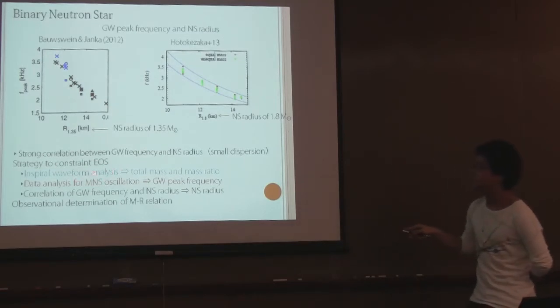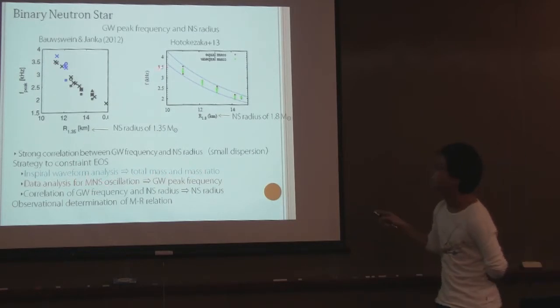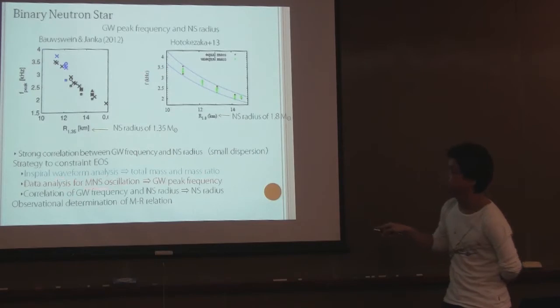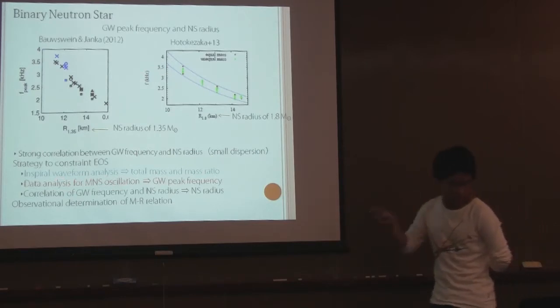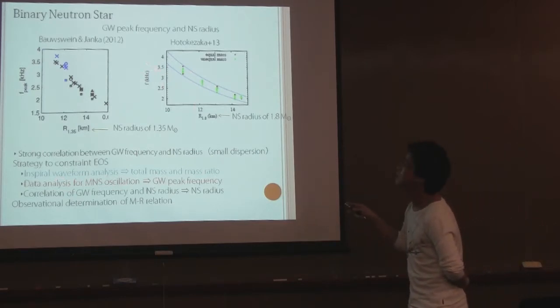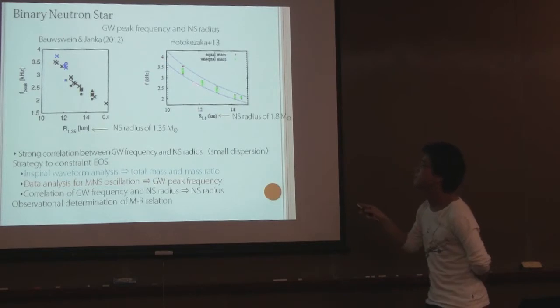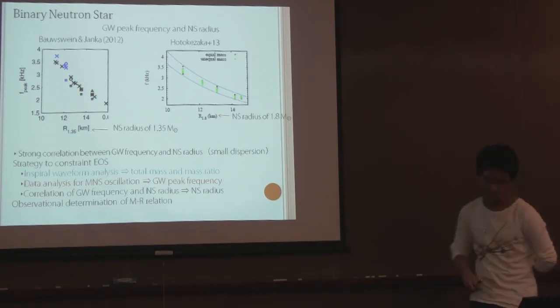The strategy to constrain the equation of state is as follows. By analyzing the inspiral waveforms, you can obtain the total mass and mass ratio. And if you could detect the peak frequency in the massive neutron star oscillation phase, you can infer the radius from the relation we found in this study.